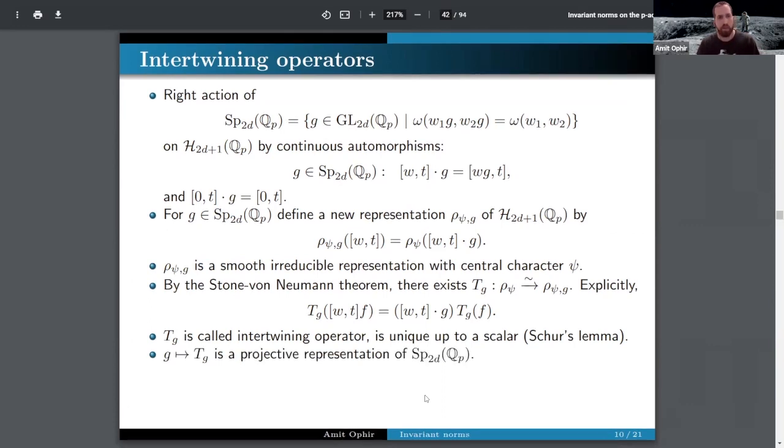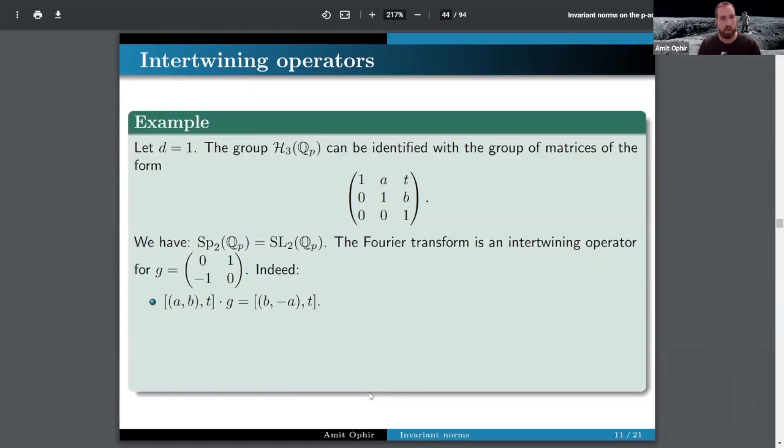Okay, I just remarked that this association of an intertwining operator is a projective representation of the symplectic group, but not a true one. We cannot choose these intertwining operators in a compatible way so that they form a representation of the symplectic group. Okay, and let me give you an example.